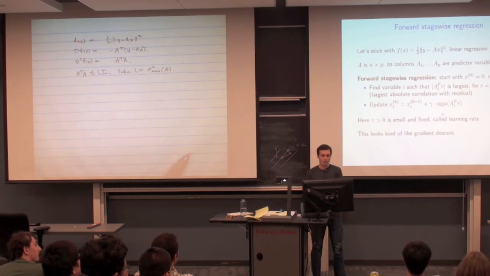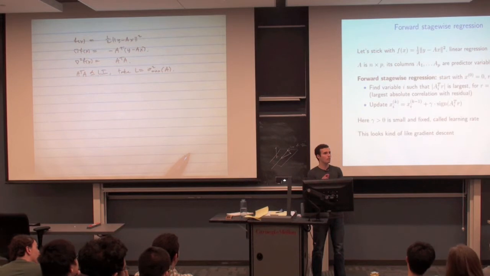For stepwise regression, instead of adding a small multiple, I actually add the whole thing. So I choose one variable at a time, and I throw it in the model completely. Forward stagewise regression is much more conservative. It doesn't add the variable to the model completely. It adds in a small multiple of it repeatedly, and I can add in a multiple of the same variable many times.